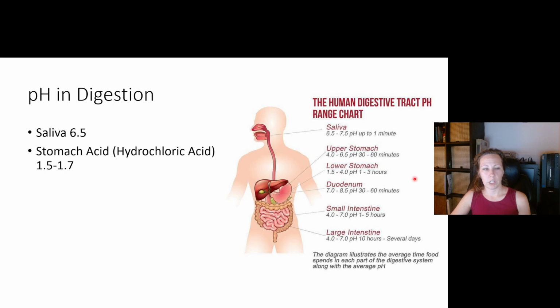Now, interesting point here, all right? Stomach acid is naturally extremely acidic, all right? This is hydrochloric acid. It's one of the strongest acids. And so a point here is that eating acidic foods is not going to increase the acidity in your stomach, because whatever food you're eating is not pH 1.5 to 1.7. That would hurt to eat.